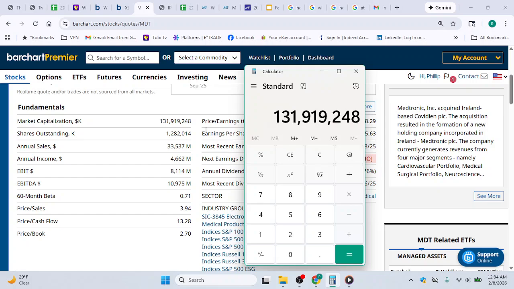Again, you have to add some zeros because this is K, so we have to add 3 zeros. Okay, and we're going to divide that market cap or valuation by annual income, 4.662 billion.